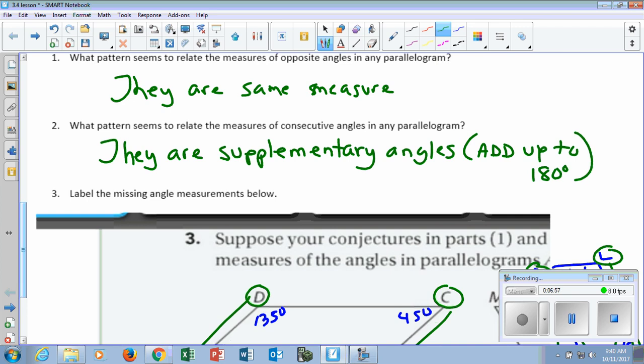All right, very good. So we just learned something about consecutive angles and opposite angles, right? Angles that are consecutive, on the same side, add up to 180 degrees. They're supplementary angles. Angles that are opposite each other have the same measure.